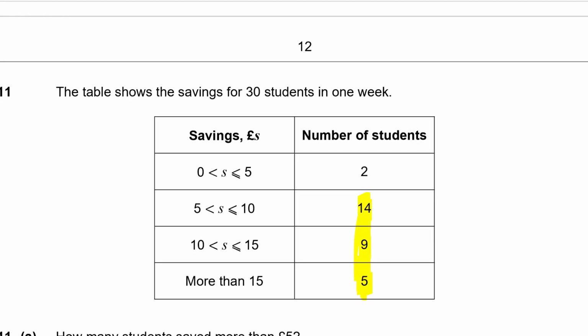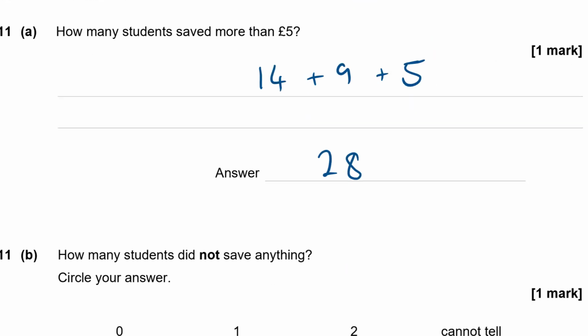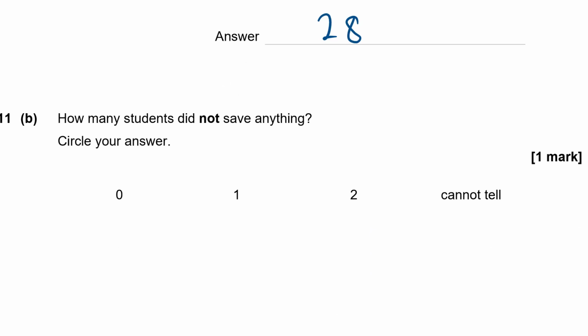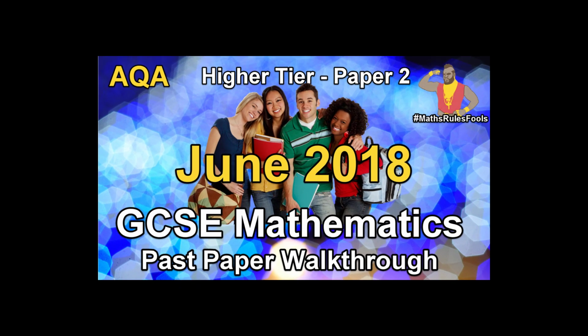Okay, so we've got 2 students here who saved between 0 and £5, but can you see that this symbol here is greater than, not greater than or equal to, which means that these 2 students must have saved more than 0, and that might just be 1p, but it's not 0. So we can tell that none of the students did not save anything at all. So they all saved something.